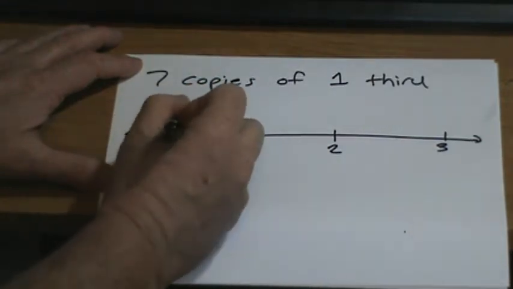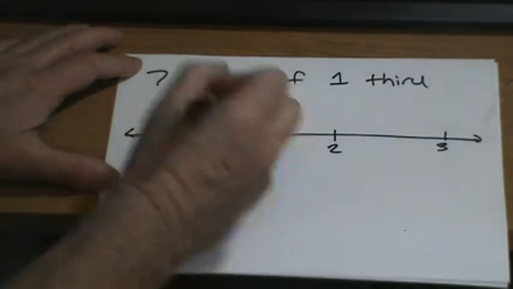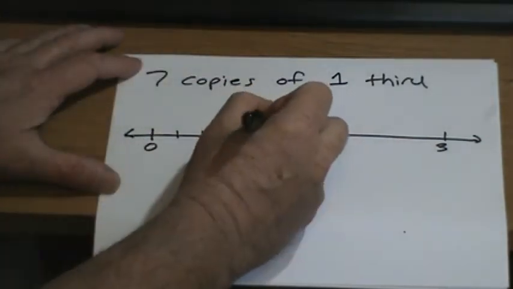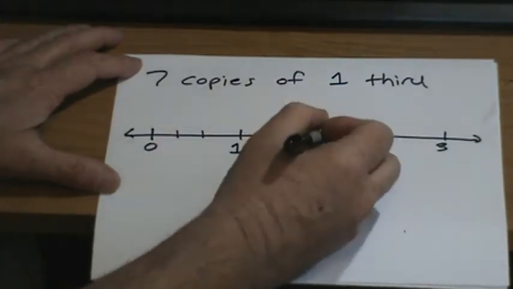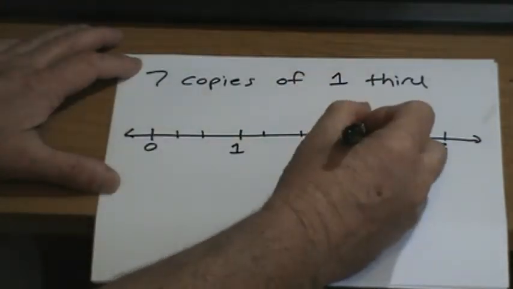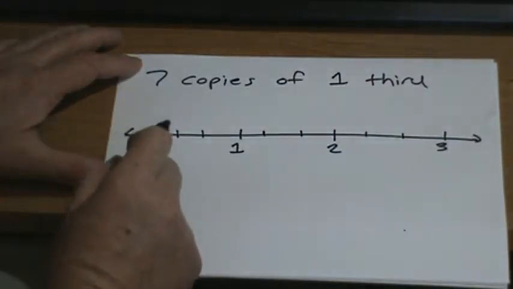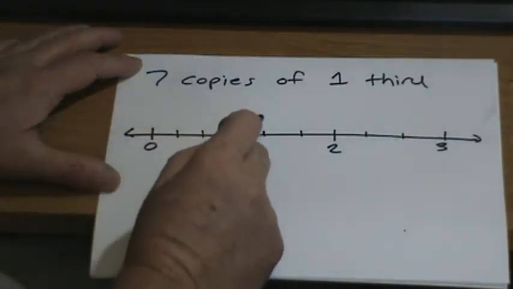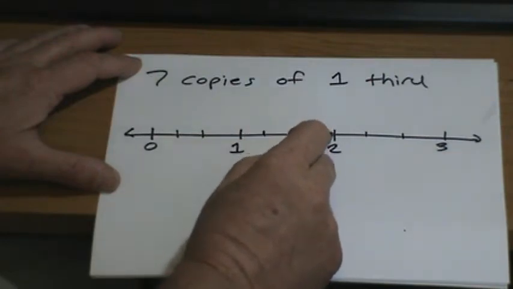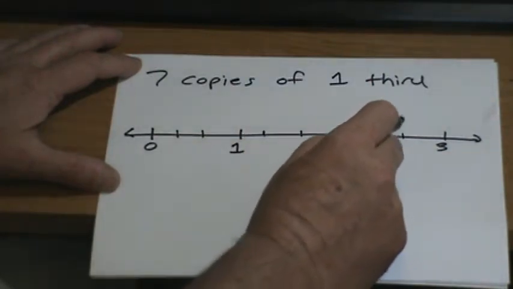So look at this. 0, 1/3, 2/3, 3/3. 1 and 1/3, 1 and 2/3, 2. 2 and 1/3, 2 and 2/3, 3. Let's skip count again. 1/3, 2/3, 1. 1 and 1/3, 1 and 2/3, 2. 2 and 1/3, 2 and 2/3, 3.